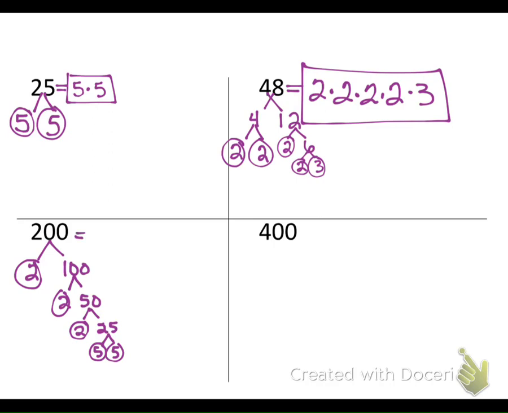All right, Jaden, standard form. How do I write this in standard form? 2 times 2 times 5. Whoa. Yeah, another 2. Okay, there we go. Good.